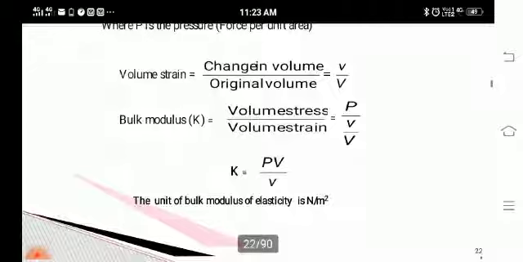Till now we have seen what is elasticity, plasticity, stress, strain, and modulus of elasticity in all three dimensions.